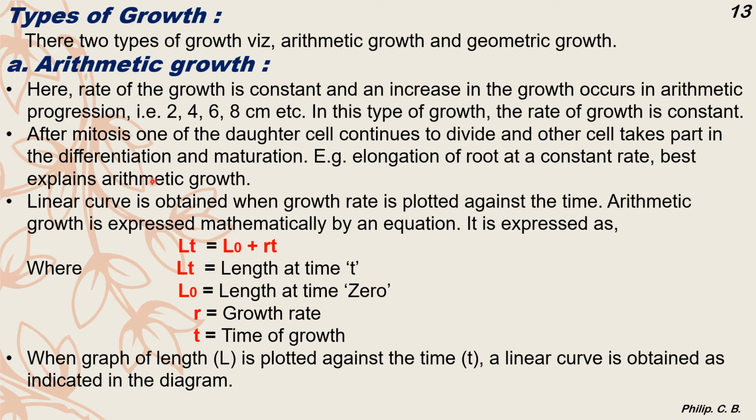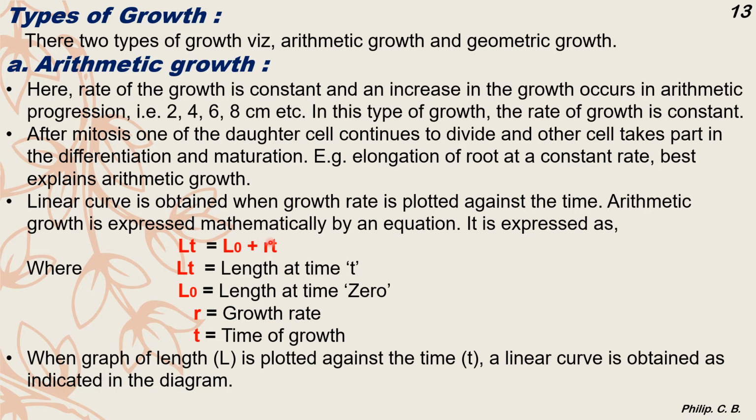Then after mitosis, one of the daughter cells continues to divide and the other cell takes part in differentiation and maturation. Again, as we learned earlier, mitosis takes place, so two daughter cells are formed, in which one remains a meristematic cell and the second one takes part in differentiation and maturation. Example, elongation of root at a constant rate best explains arithmetic growth. In case of arithmetic growth, as we saw the numbers 2, 4, 6, 8, it means there is a constant growth. It does not jump directly from 2 to 5, 10 or 20, right? It is a sequential growth at a constant rate.